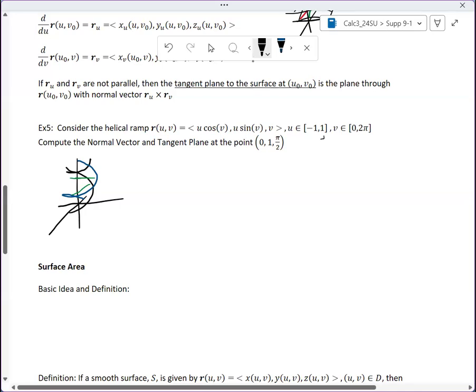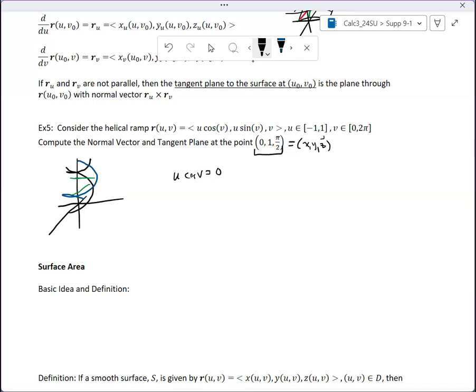Okay, so let's compute the normal vector in the tangent plane at this point, (0, 1, pi over 2). The first thing to note is that this is an x, y, z coordinate. What is this in terms of u and v? Well, I'm claiming that u cos v is 0, u sine v is 1, and v is pi over 2. So equating our parameterization R with this point gives us these equations.